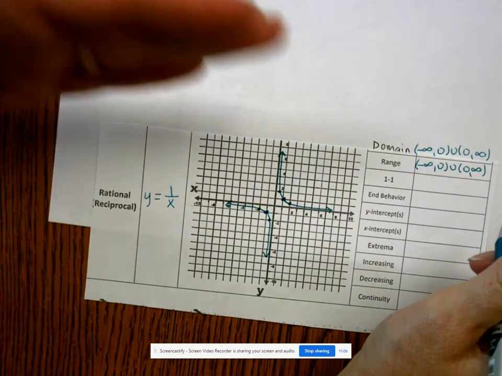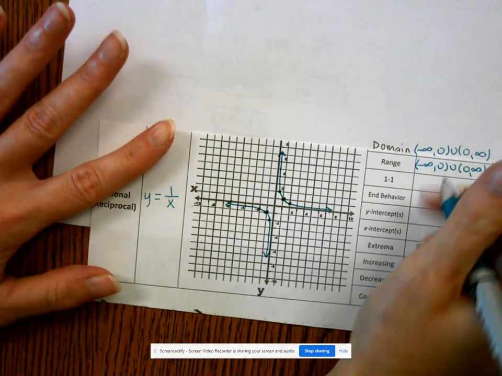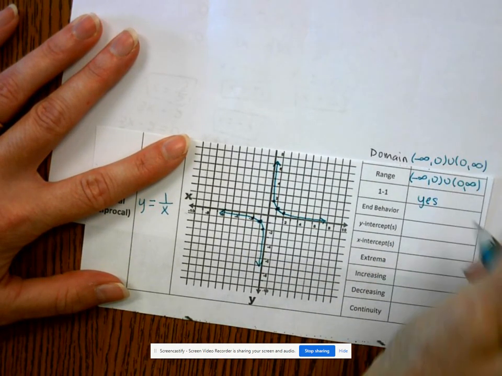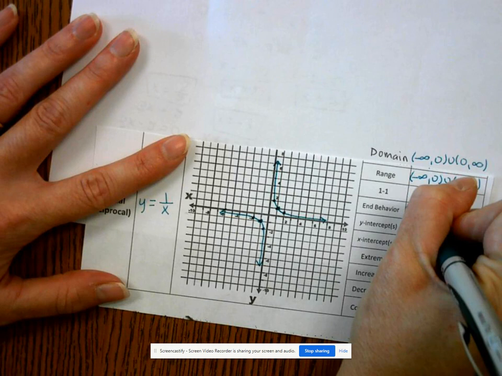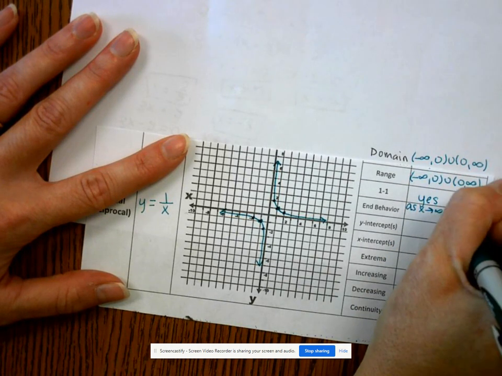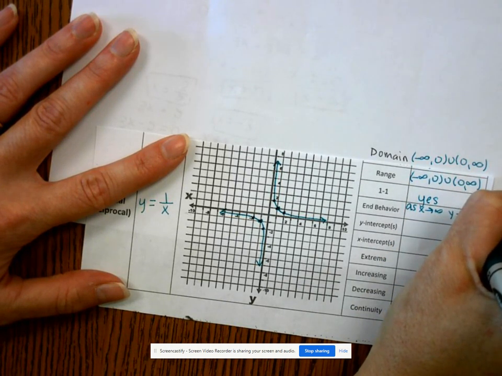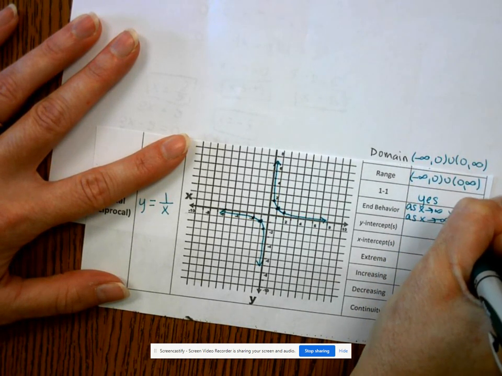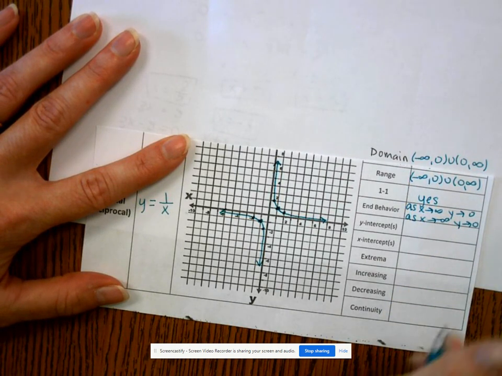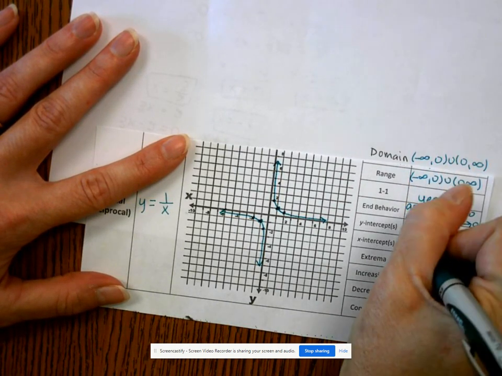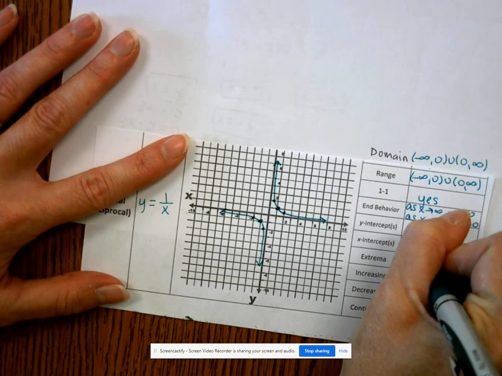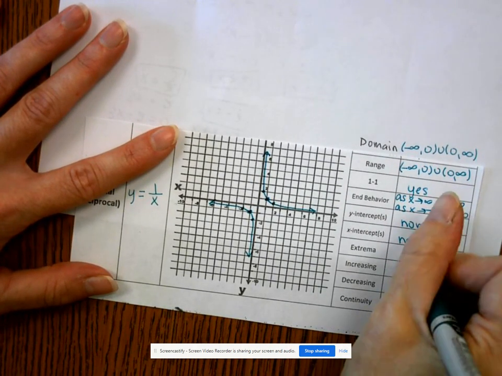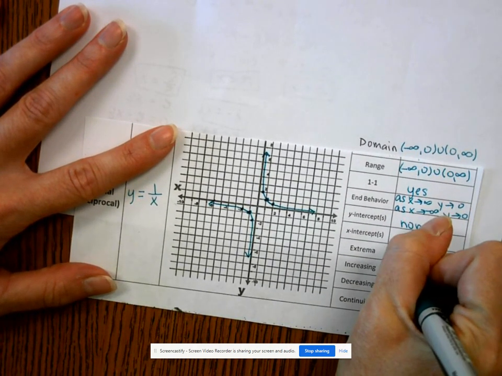This is 1-to-1. It does pass a vertical and a horizontal line test. For end behavior, as we move to the right, our graph is approaching 0. Also, as we move to the left, our graph is approaching 0. You have no x or y intercepts because it never touches the axis, either of them. For extrema, there are no extrema.